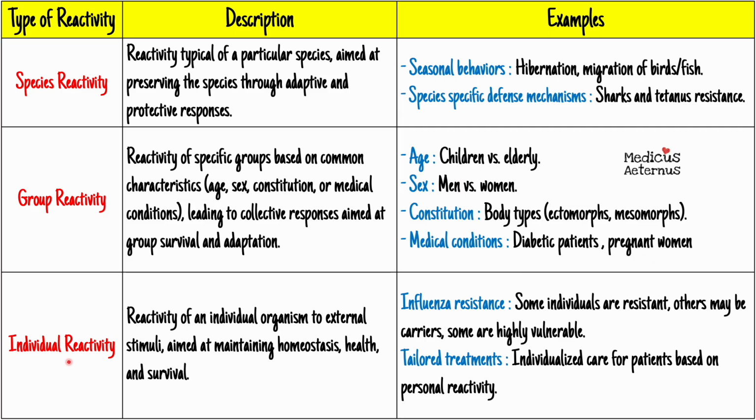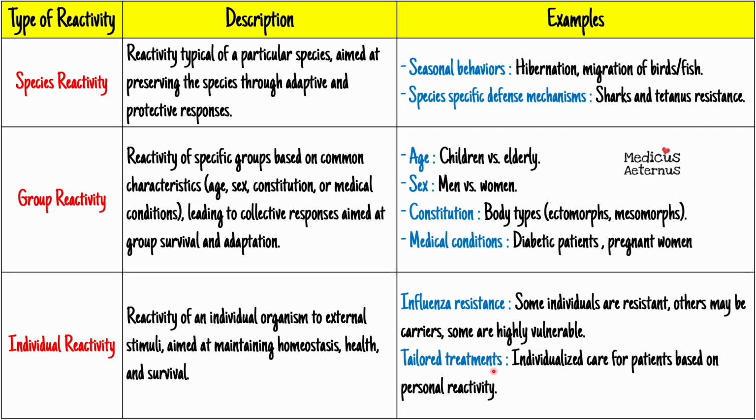The individual reactivity shows the reactivity of an individual organism to the external stimuli aimed at maintaining homeostasis, health, and the survival of this individual. We can see that influenza resistance varies. Some individuals are more resistant to influenza and they are carriers of the virus, while others are highly vulnerable against the disease.